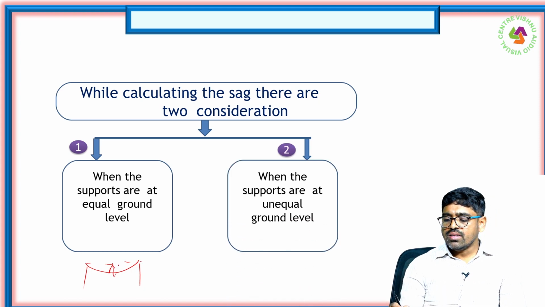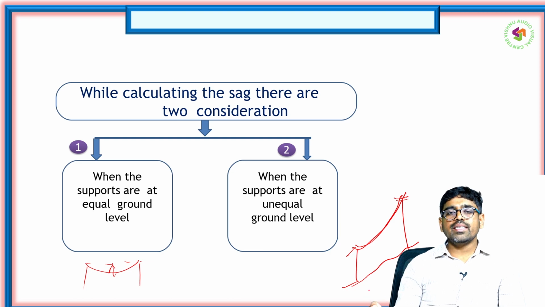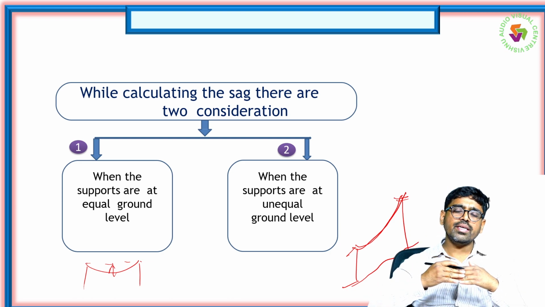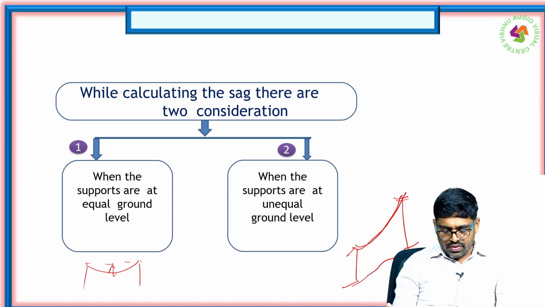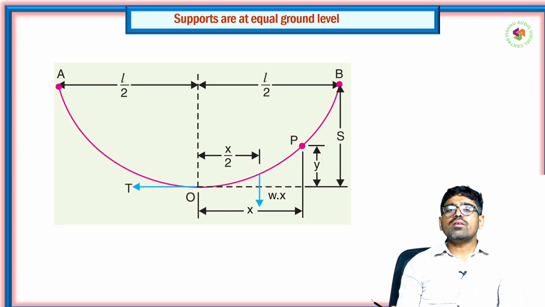Another case is when the supports are at unequal levels. Like this, one pole is here and another pole is here. This happens, say, at hill stations. In hill stations the ground is at different levels, so for that case we require supports at different levels. Now we need to calculate the sag when the lines are at equal levels.